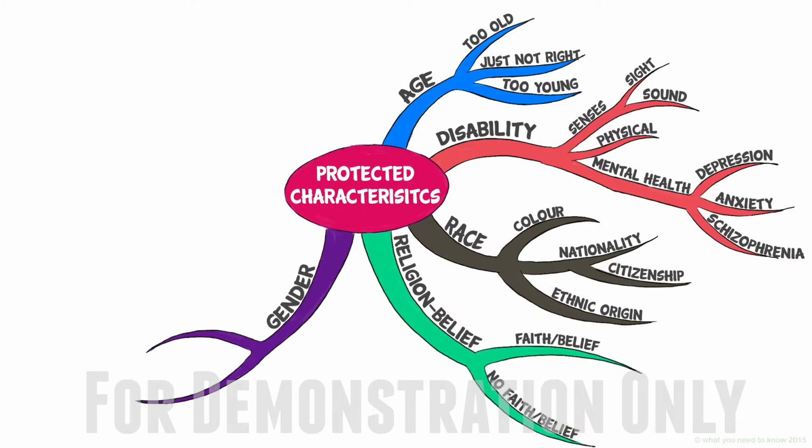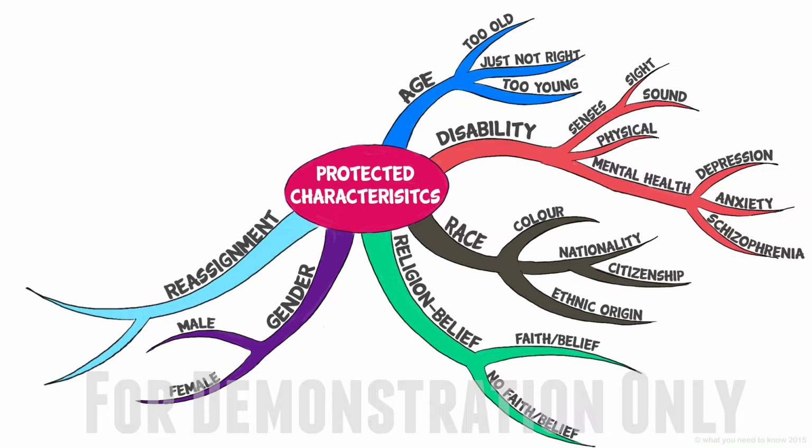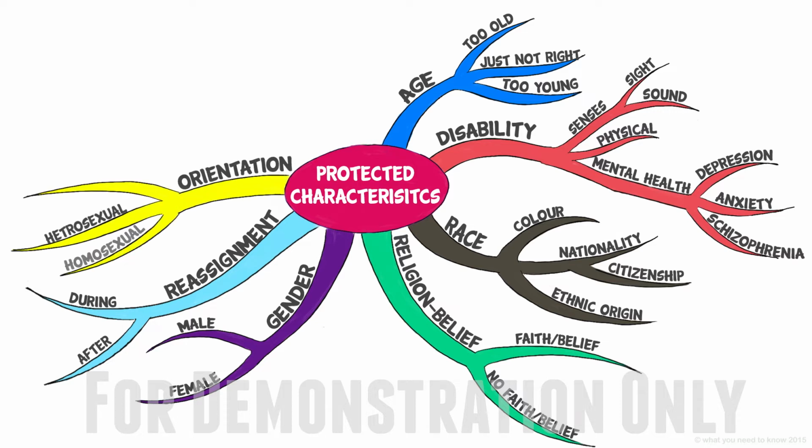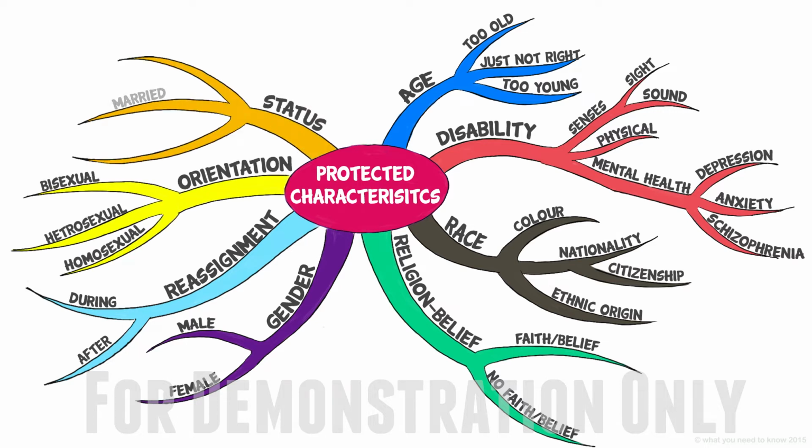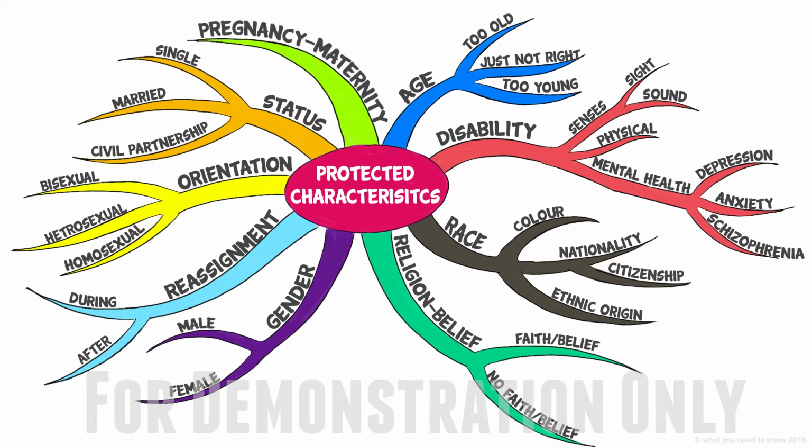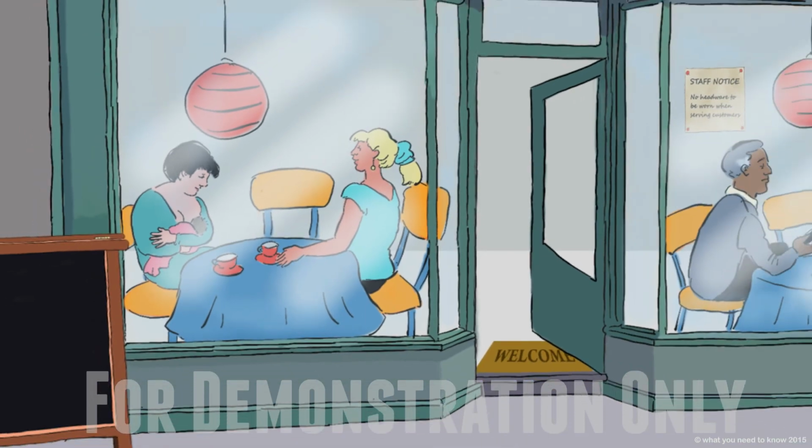A person's sex or gender, and also gender reassignment, both during and after the reassignment process, are protected, as is a person's sexual orientation and marital status, whether they're married, divorced, in a civil partnership, or single. And finally, pregnancy and maternity. For example, a woman can't be asked to leave a restaurant because she's breastfeeding a child.